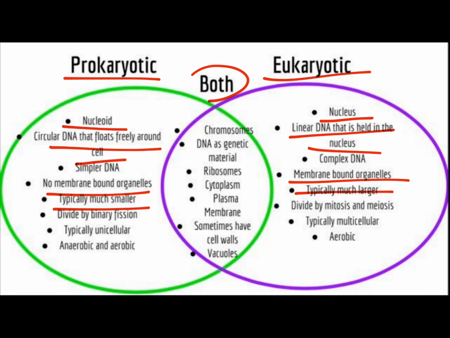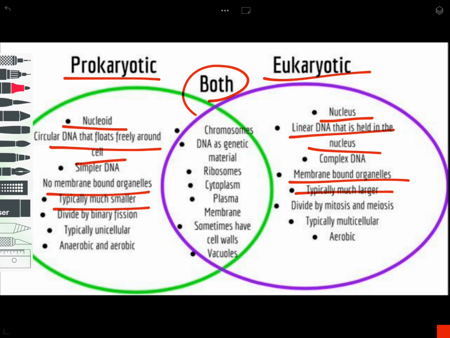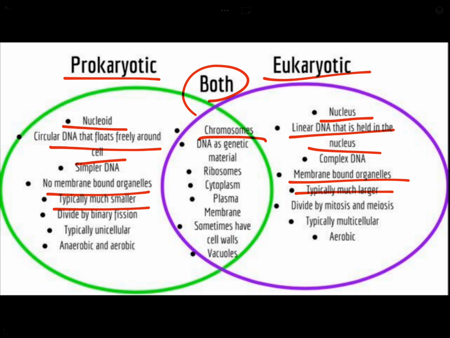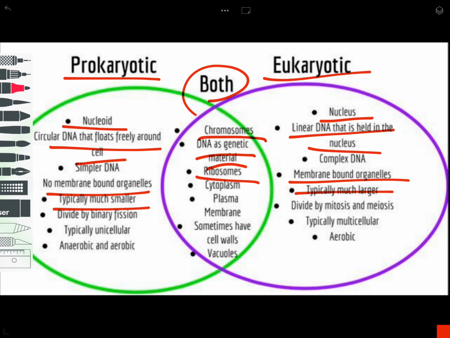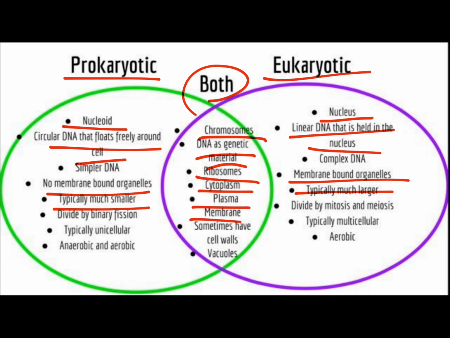They both have many similarities. For example, they both have chromosomes, so DNA is their genetic material. They both have ribosomes to make proteins, and they have cytoplasm and a plasma membrane.